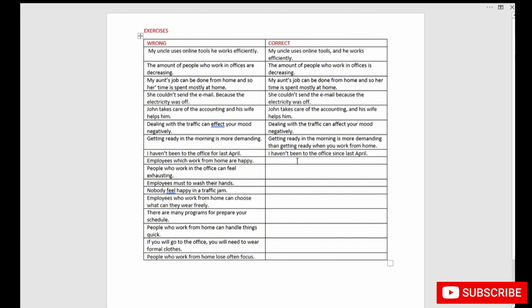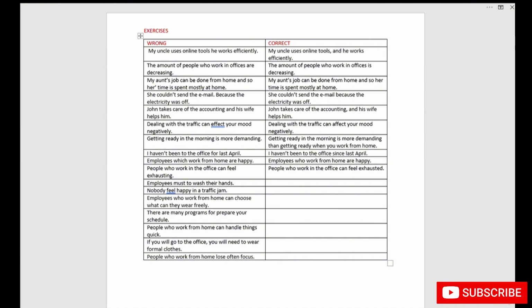Next one is "employees which work from home are happy", and I say employees who work from home are happy because employees are people. And speaking of people, the next one is "people who work in the office can feel exhausting." And because I'm talking about feelings, the correct version should be people who work in the office can feel exhausted.